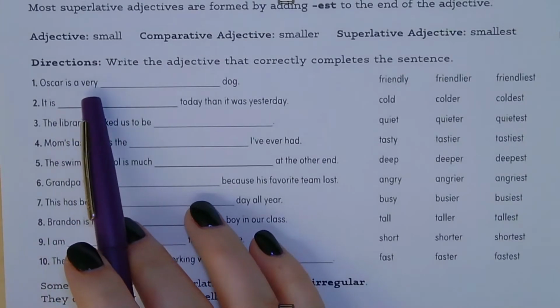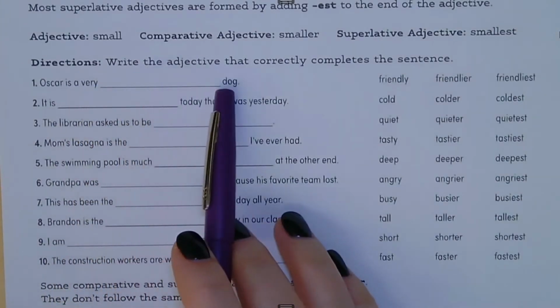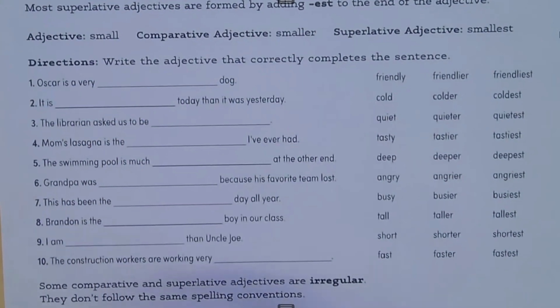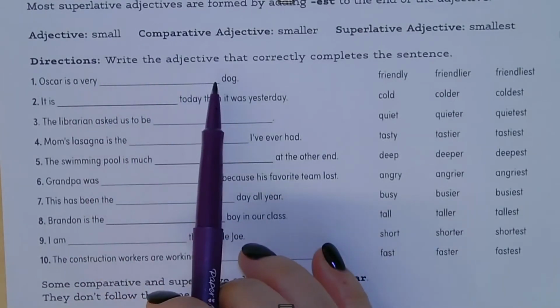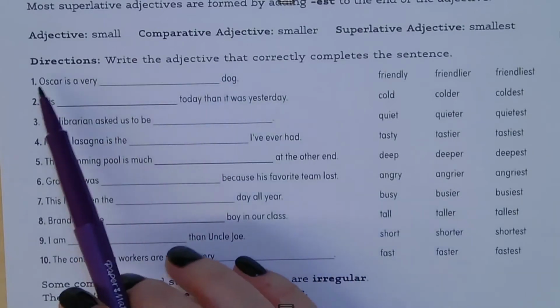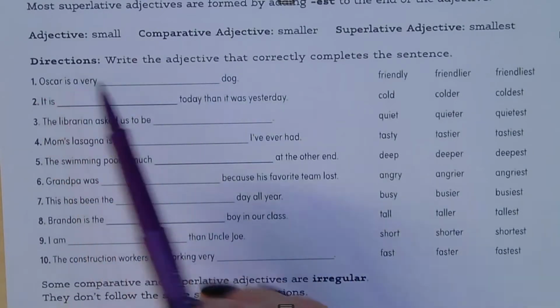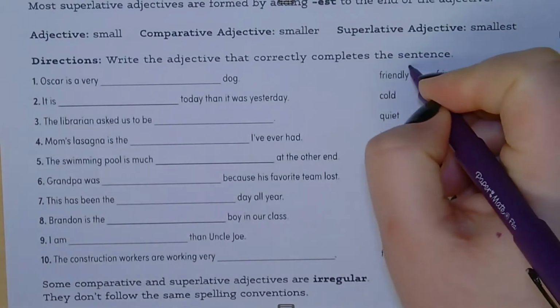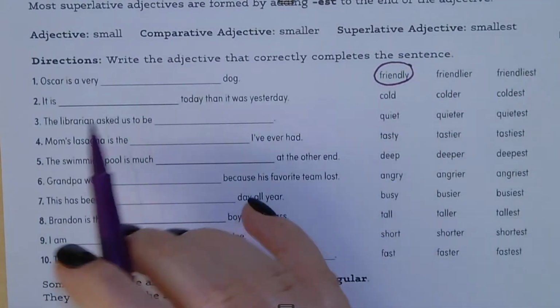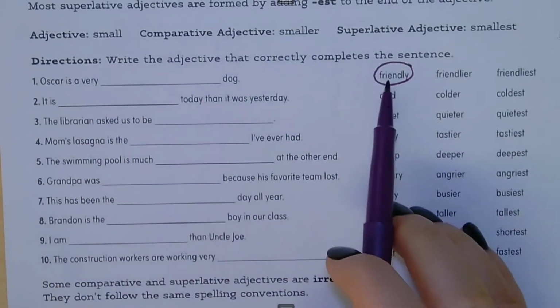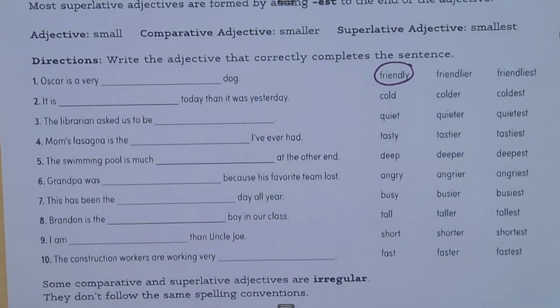Oscar is a very blank dog. Now, are we comparing Oscar to anyone else in this sentence? No, we're not. We're just describing Oscar. So that means we're just going to use the regular adjective, friendly. Oscar is a very friendly dog.